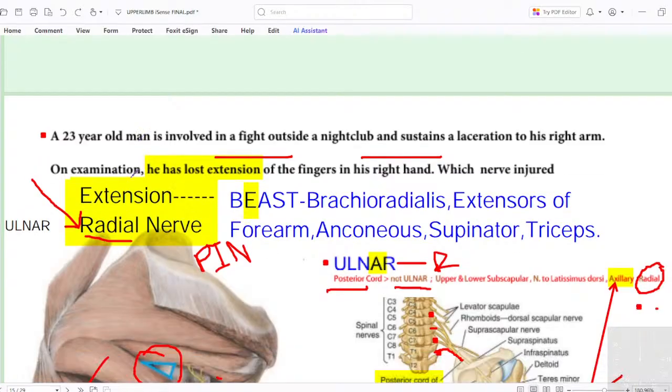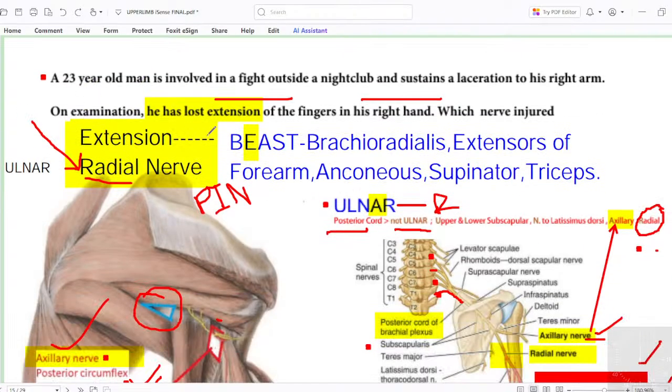Okay, another one. Read. A 23-year-old man is involved in a fight outside a club and sustains a laceration on his right arm. On examination, he has lost extension of the fingers. Extensor compartment, radial nerve. Yes, extensor means radial. Extension, radial nerve.